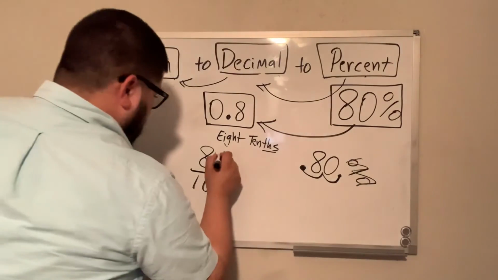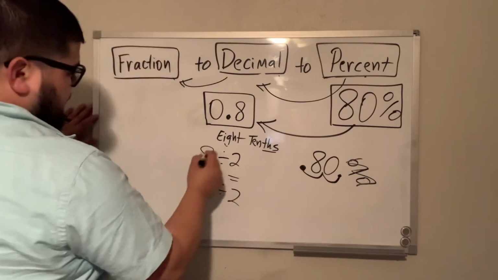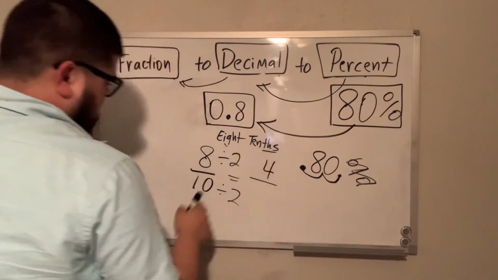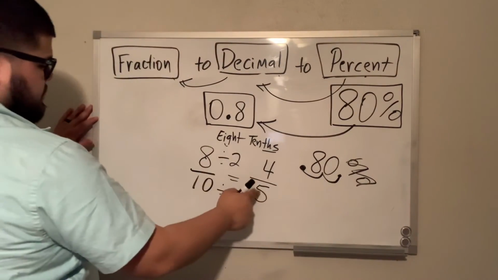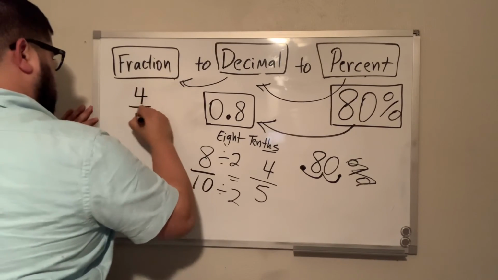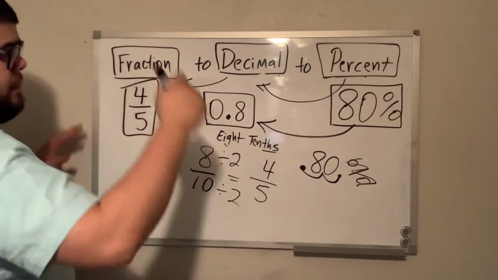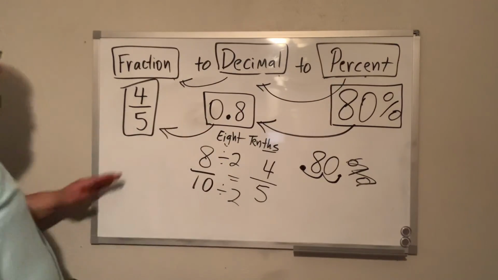2, right? Whatever you do to the top, you have to do to the bottom. 8 divided by 2, we get 4. 10 divided by 2, we get 5. And that is fully reduced because the 5 is prime, right? And we just converted from a percent to a decimal, and a decimal to a fraction.